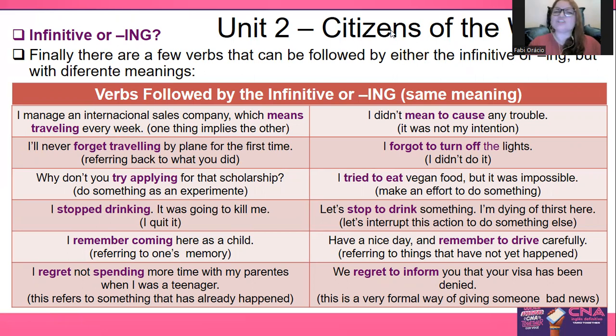Finally, there are a few verbs that can be followed by either the infinitive or -ing, but with different meanings. Guys, my corrector changed it here, okay? It's double F and no E here. I couldn't see that before. So, verbs followed by each one of them, but they have different meanings.